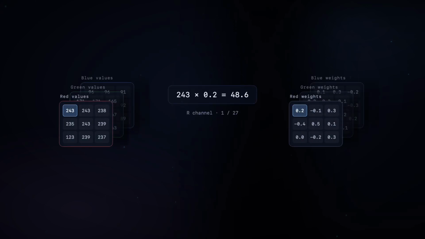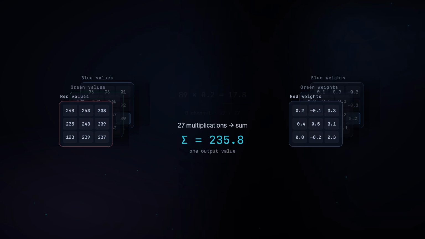Now the actual convolution happens. Every pixel value is multiplied by the weight directly above it. First the 9 red values, then the 9 green values, and finally the 9 blue values. That's 27 multiplications in total. Once they're all multiplied, the results are added together to produce a single output number. In this example, those 27 multiplications and one final sum produce the value 235.8.